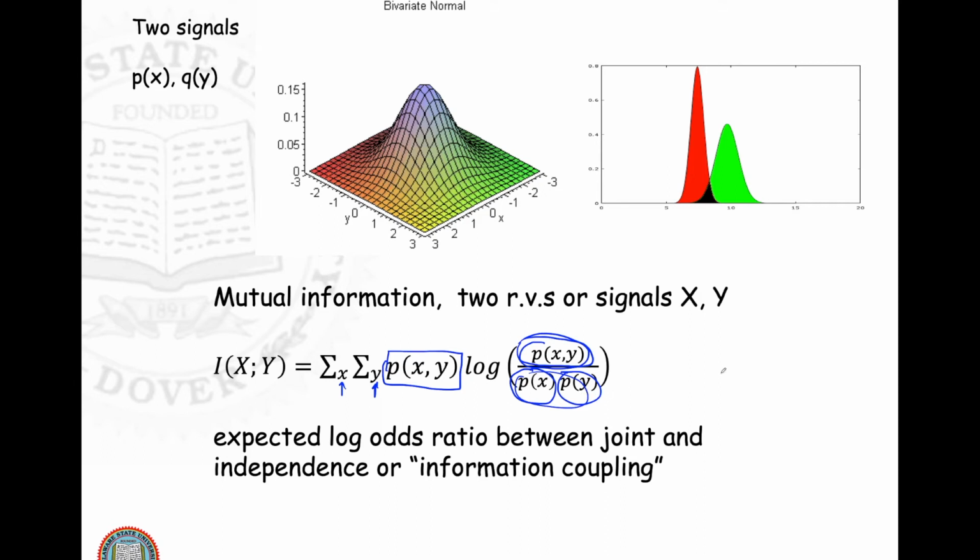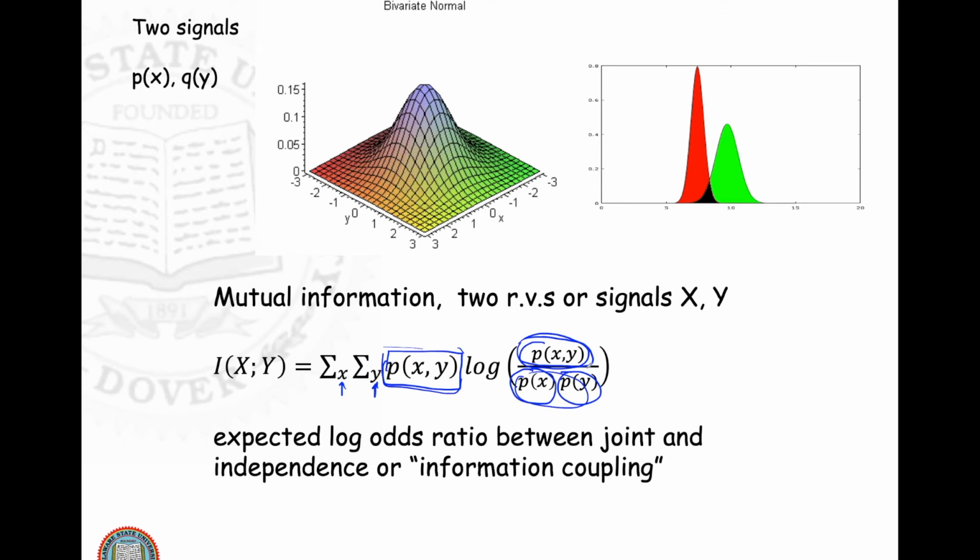And so essentially what we're saying is, given the full coupling, and given the independence assumption, we take the log odds ratio between the two, and we compute that probabilistic weighted average, weighting by the joint probability. And so this is the expected log odds ratio between the joint and the independence or the information coupling assumption. Coupling versus no coupling, we take those log odds ratios. How do they agree on the amount of probability mass?